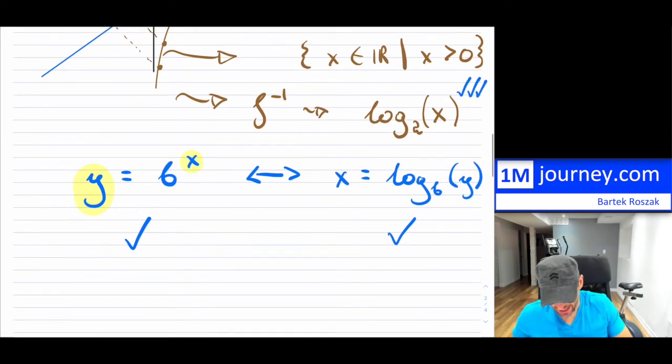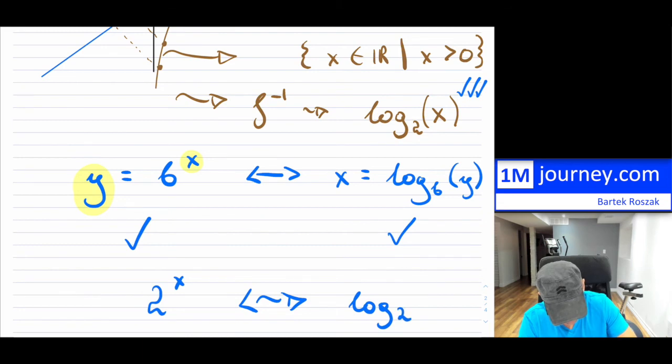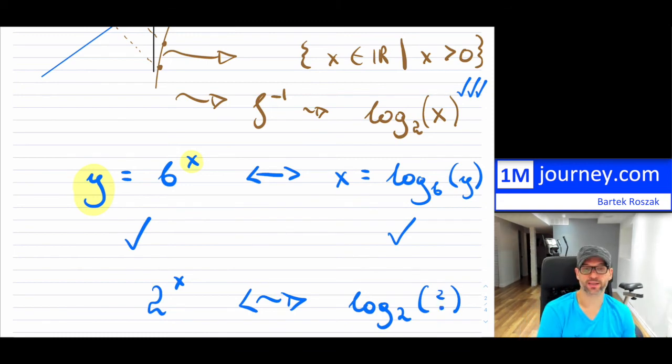And for our example, we had 2 to the x, which means that the inverse is log base 2 of whatever input we have in here. So it has a very special name. That inverse, instead of writing f to the -1 as the inverse, we actually write log. We say whatever base it is, and then we spit out, as our answer, the actual exponent.